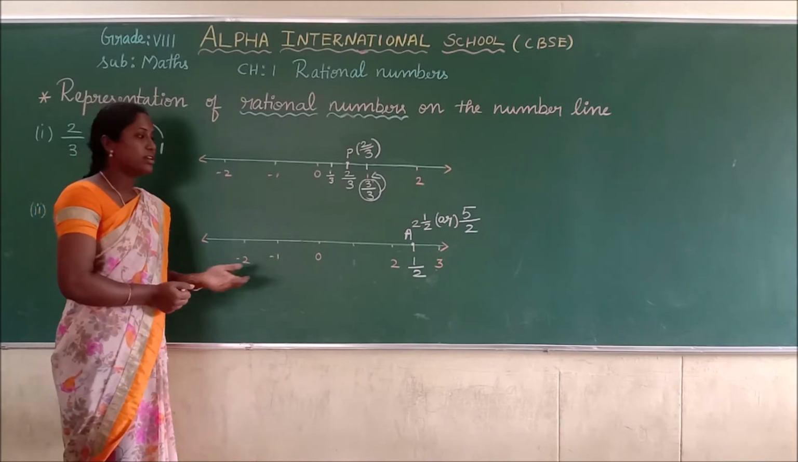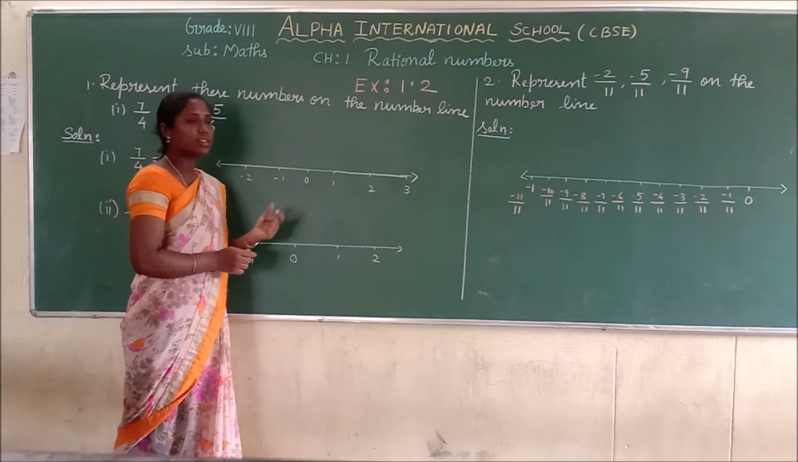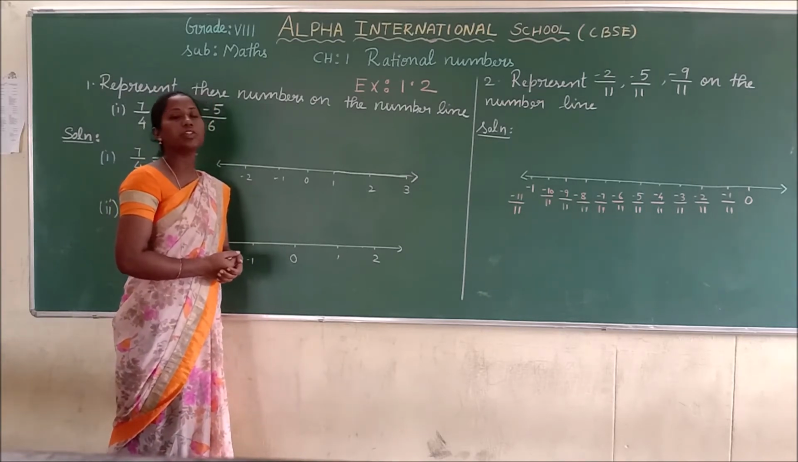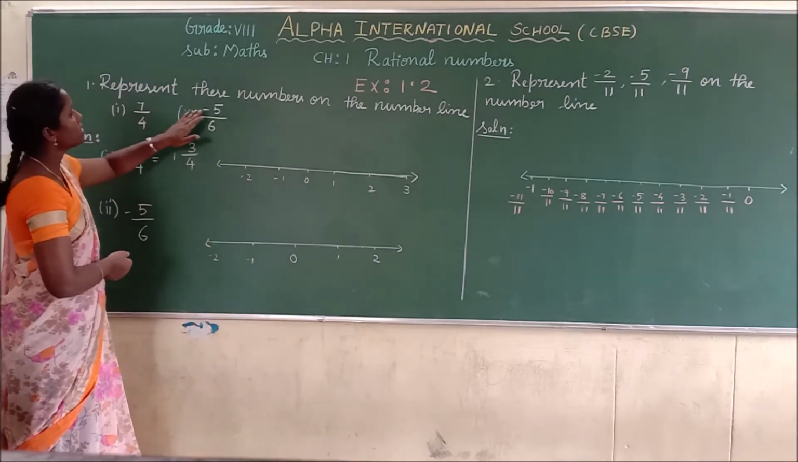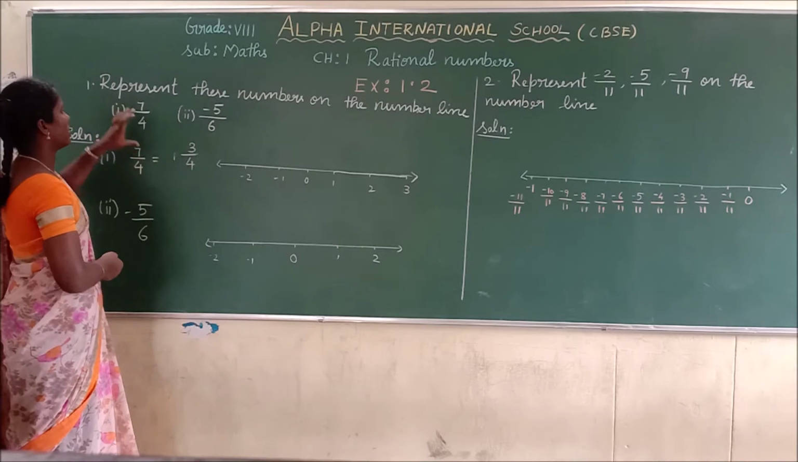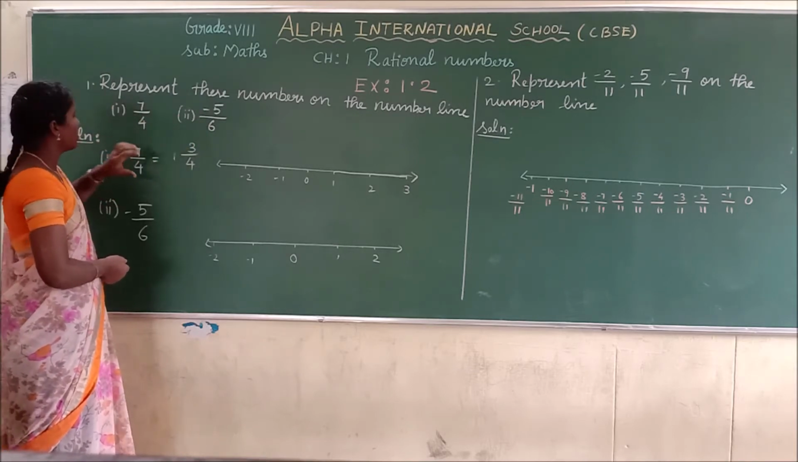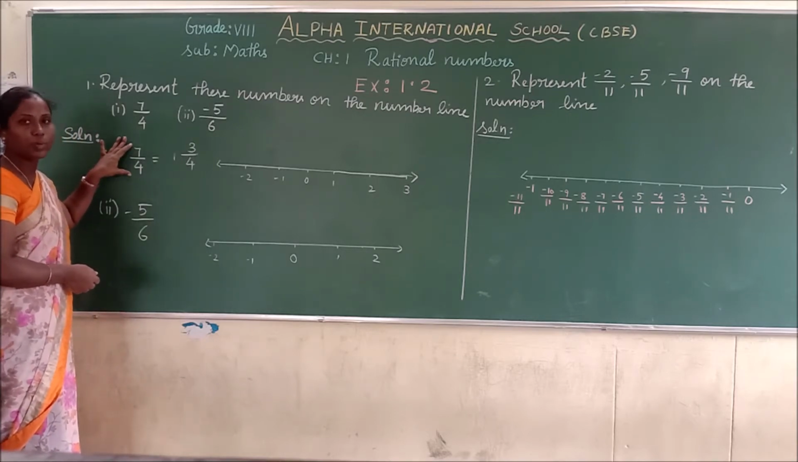Children, next let us see our exercise problem. Now we are going to solve our second exercise problem based on rational numbers: how to plot a rational number on the number line. Look at the first problem. Represent these numbers on the number line. First is 7 by 4. The second is minus 5 by 6. So the first problem, 7 by 4. Is it a proper fraction or an improper fraction? It is an improper fraction.